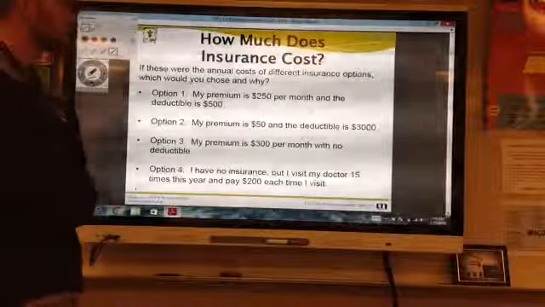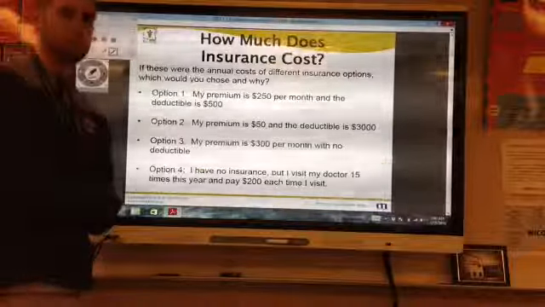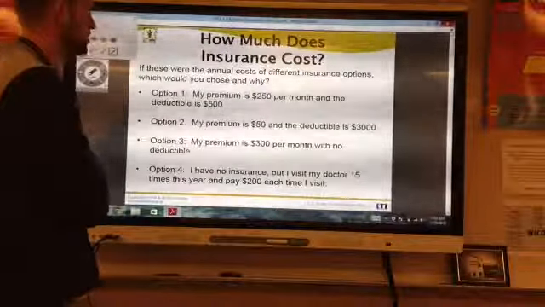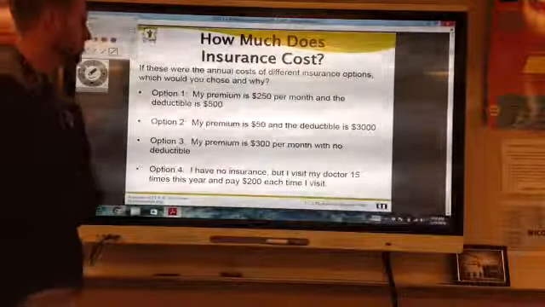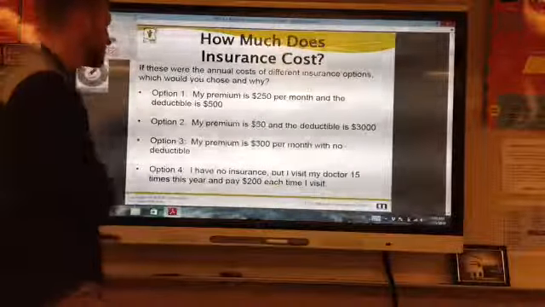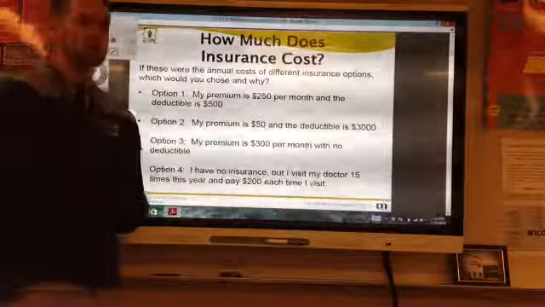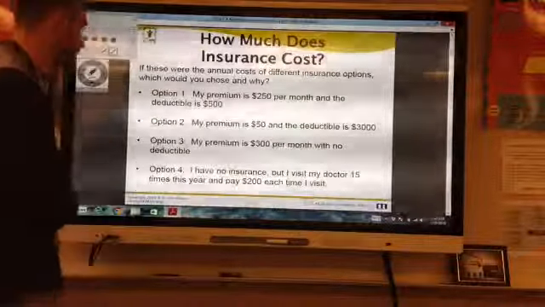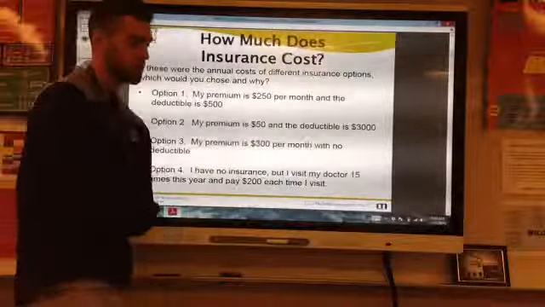Now it's kind of a brain teaser, warm up, however you want to call it. If these were the annual costs of the different insurance options, which would you choose and why? Option one, let's say your premium is $250 per month. That's what you pay every month just to have health insurance. And the deductible is $500. Option two, the premium is $50, so a lot cheaper, but the deductible is $3,000. Option three, premium is $300 per month with no deductible. Option four, I have no insurance, but I visit my doctor 15 times a year and pay $200 each time I visit. So we're going to weigh those four costs.